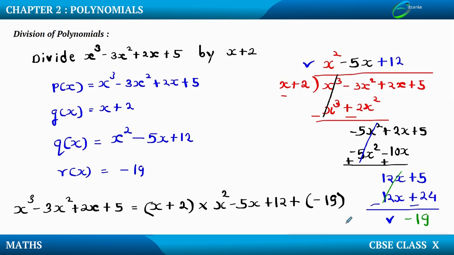So this is the way you can divide two polynomials, and the end result that you'll get is dividend is equal to divisor into quotient plus remainder. Let us go on through one more example.